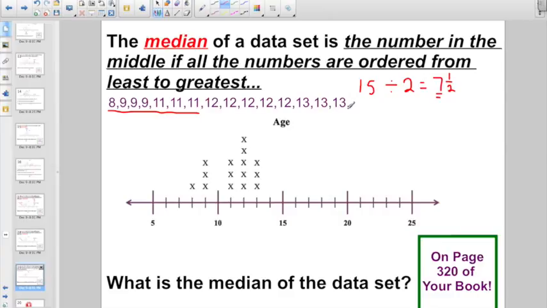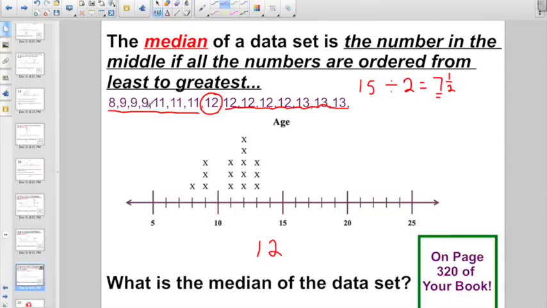And let's go to the other side. 1, 2, 3, 4, 5, 6, 7. So I have 7 on this side, I have 7 on this side. Our median number, our number in the middle, hey, that's got to be 12.